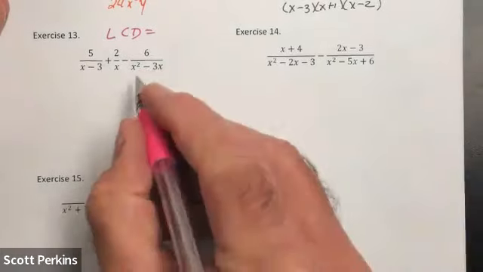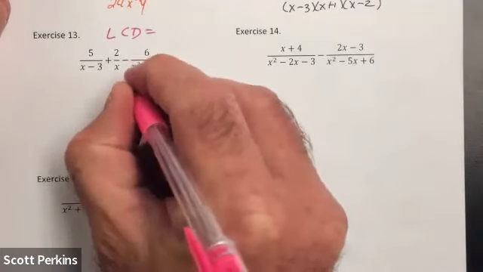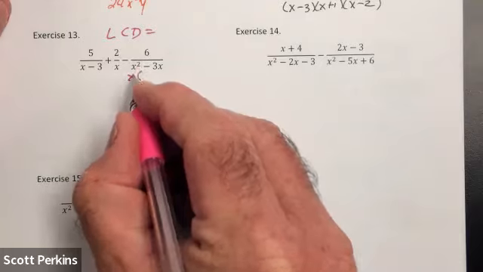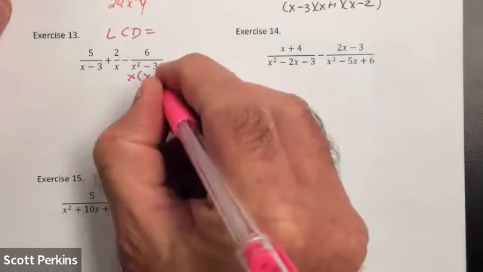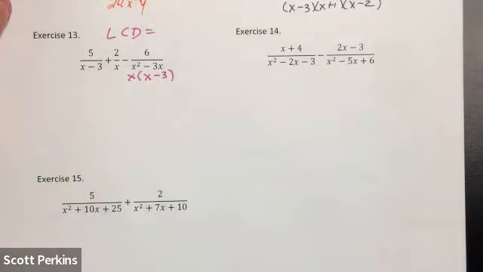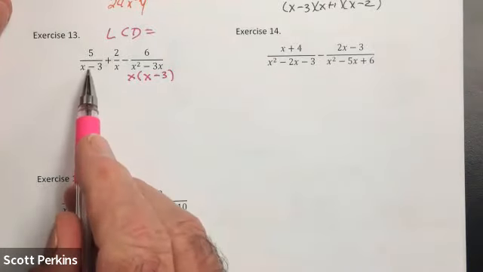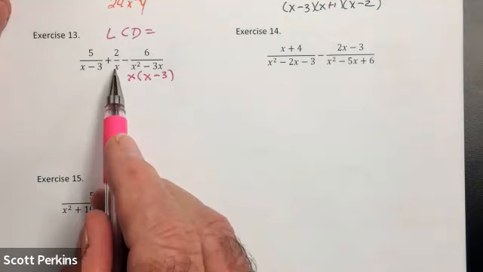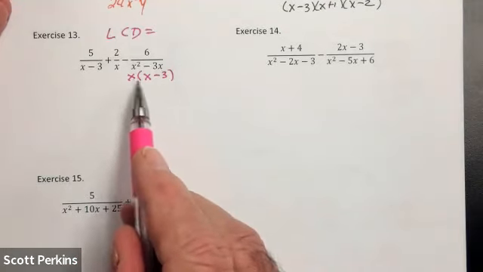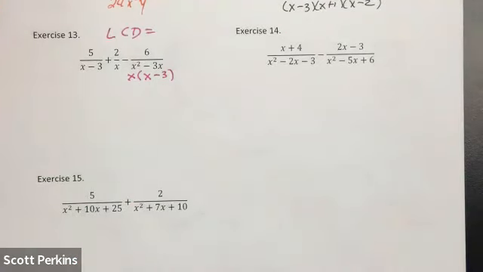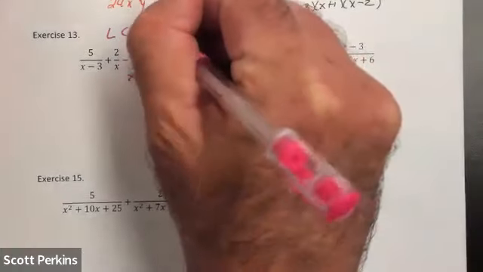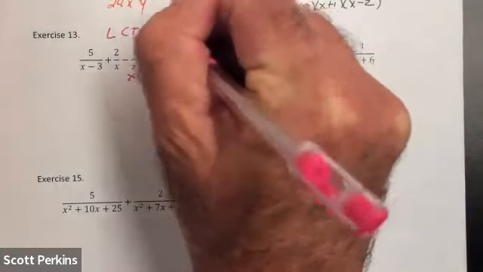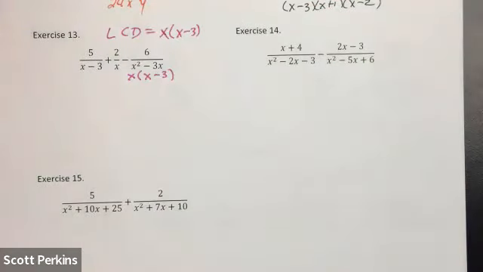So when I factor that third denominator, I can factor an x out of it. And when I factor an x out of the x squared, it leaves me x. When I factor the x out of the negative 3x, it leaves me the minus 3. So there's my 3 denominators. I've got the denominator x minus 3, I got the denominator x, and I got the denominator x times x minus 3. So what is one of every factor you see? Perfect. X and x minus 3. One of everything.